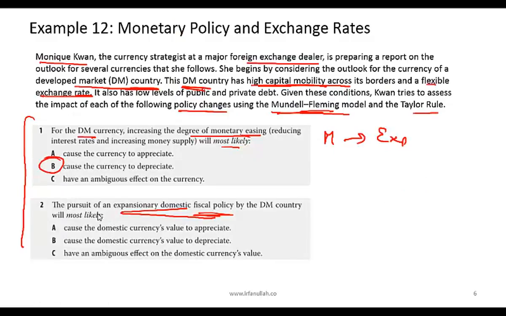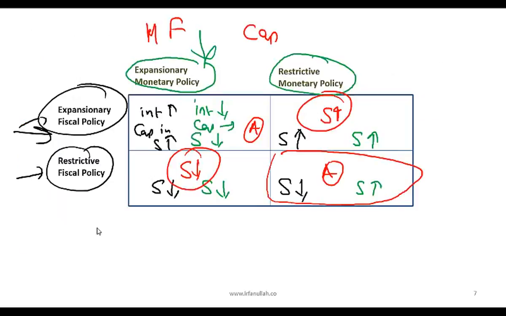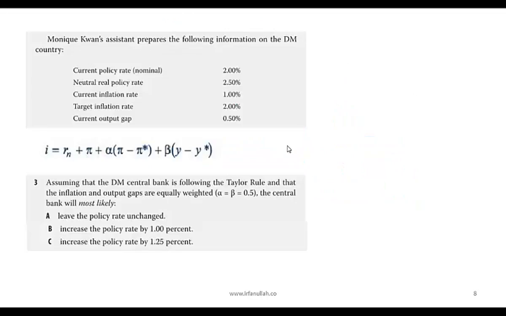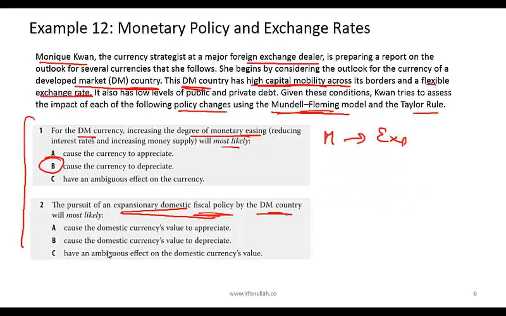The pursuit of an expansionary fiscal policy by the DM country will do what? Now again, look at this model. What does an expansionary fiscal policy do? That was in black. That causes the currency to appreciate. Right? It will cause the domestic currency's value to appreciate. Combining the two means that we have an uncertain or an ambiguous impact on the currency.